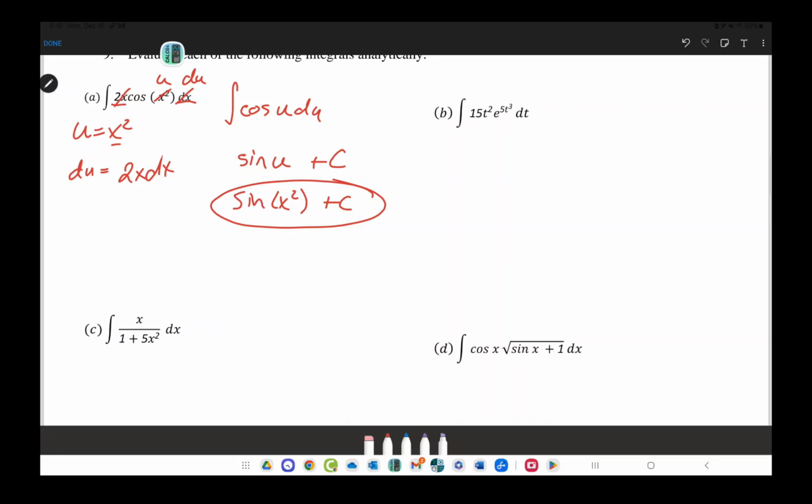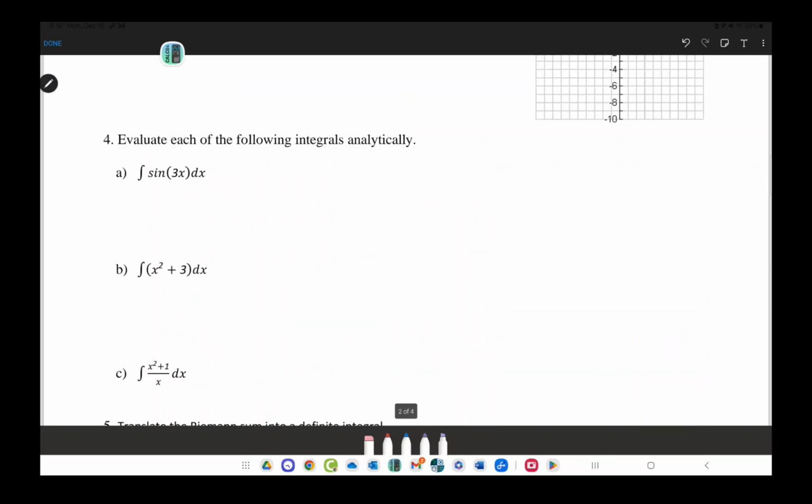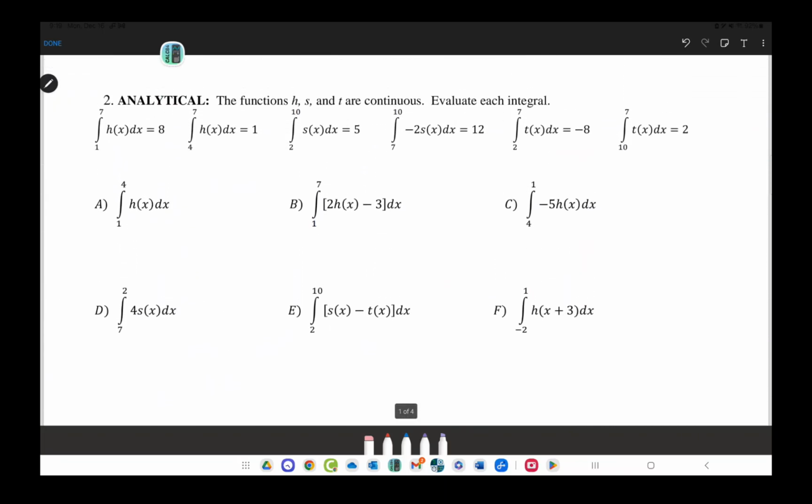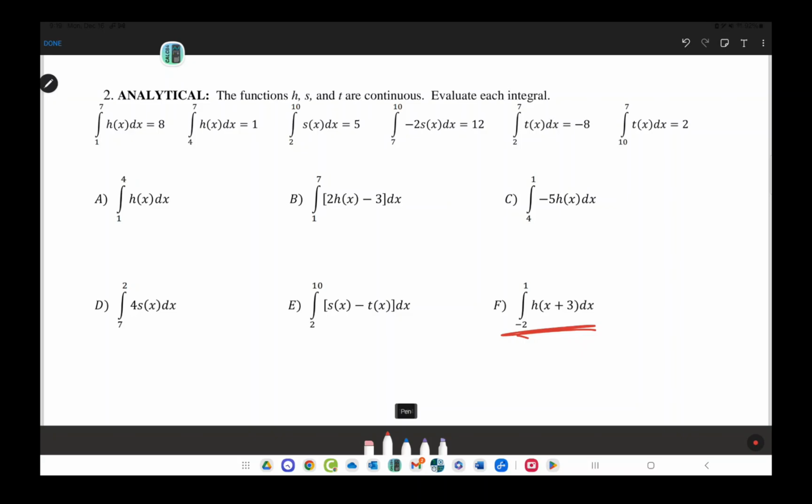Yeah, we've done that in class. We did that for this question, where we plugged in u. When u is equal to x plus 3, du is equal to dx. When x equals 1, u is equal to 1 plus 3, so u is equal to 4. When x equals negative 2, u is equal to negative 2 plus 3, which is 1.